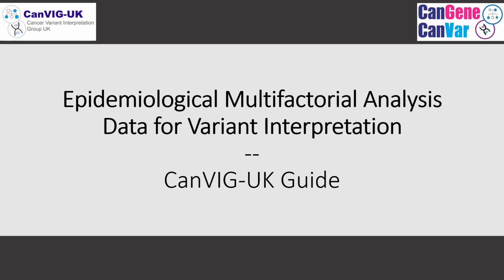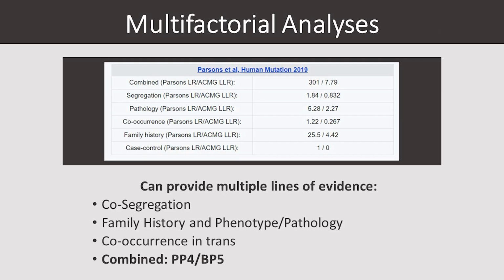Welcome to this CanVIG-UK tutorial on using epidemiological multifactorial analysis data for variant interpretation. Multifactorial analysis studies provide multiple lines of evidence, which can currently be used within the CanVIG-UK BRCA1 and BRCA2 guidance. This evidence can be provided individually as co-segregation, family history, phenotype, or co-occurrence in trans. This data can also be presented as a combined score encompassing some or all of these individual evidence items.